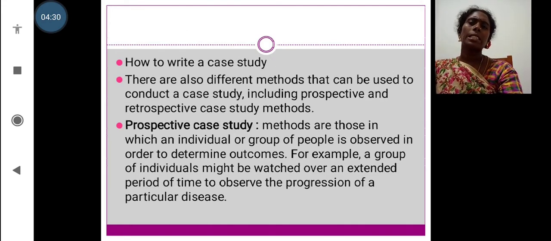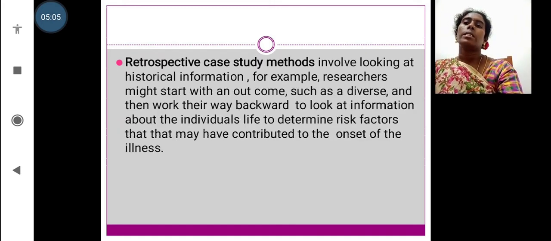Next one is how to write a case study. There are also different methods that can be used to conduct a case study, including prospective and retrospective case study methods. First one is the prospective case study method. These methods are those in which an individual or group of people is observed in order to determine outcomes. For example, a group of individuals might be watched over an extended period of time to observe the progression of a particular disease.